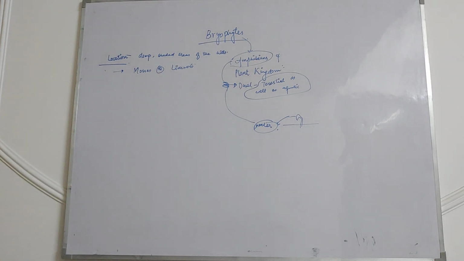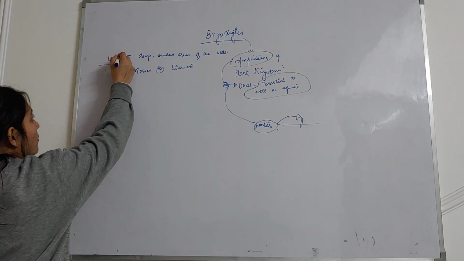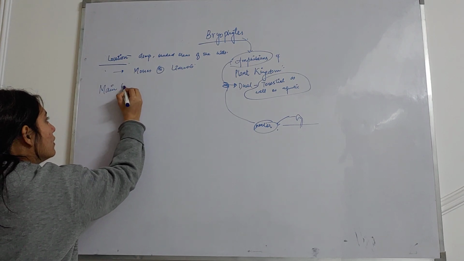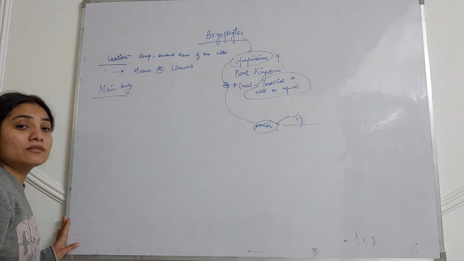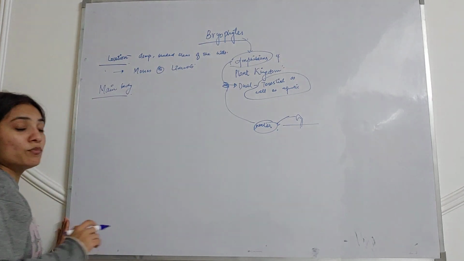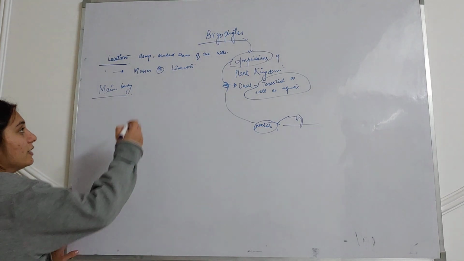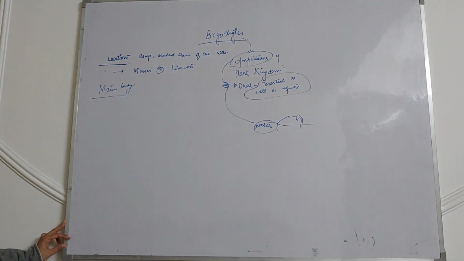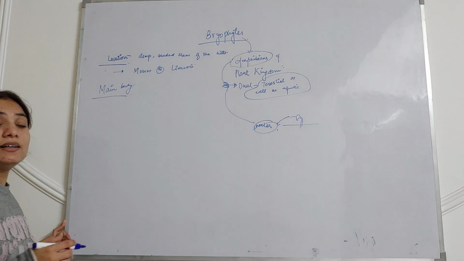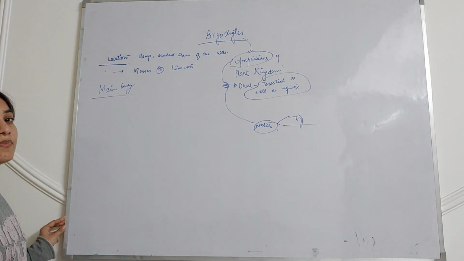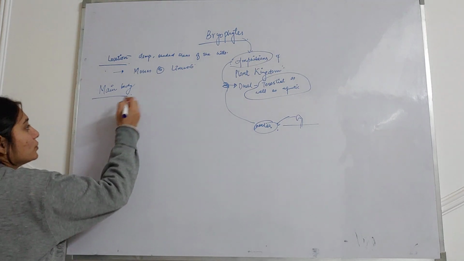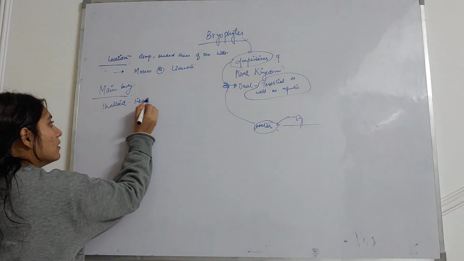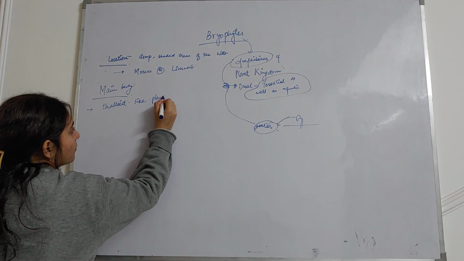Now, the main body of the bryophyte. Earlier, as we have seen in algae, the main plant body is thalloid or thallus-like. Whereas in case of bryophytes, it is not properly thalloid type of plant body, but it is more or less similar, but a little bit advanced stage. So main body is thalloid-like.